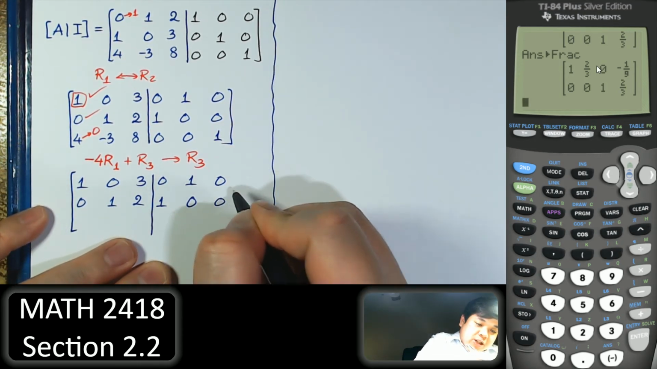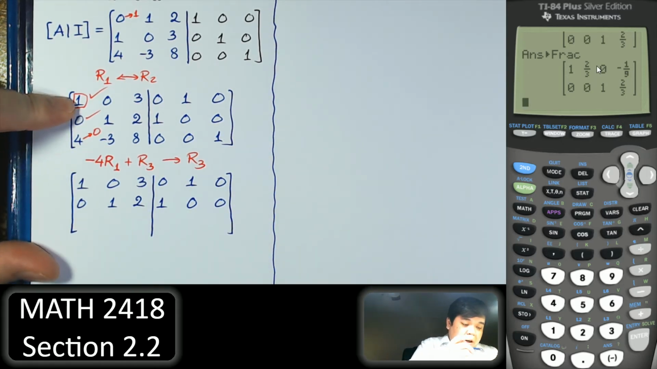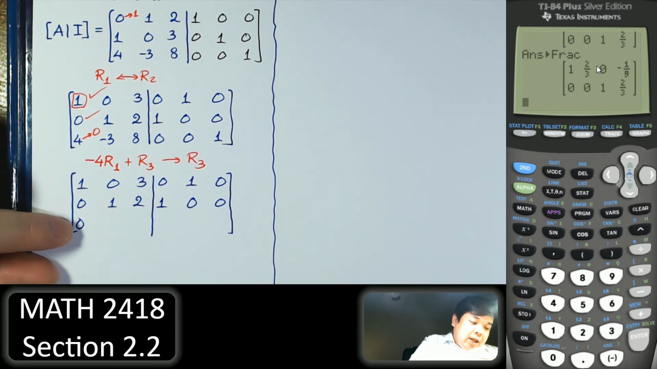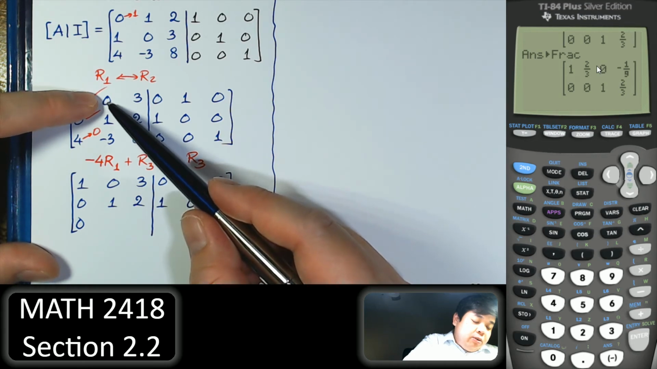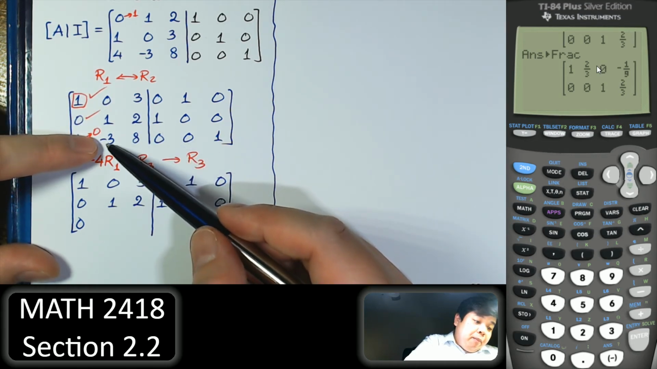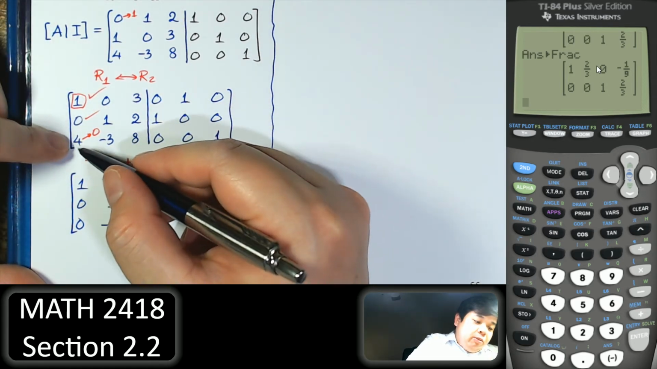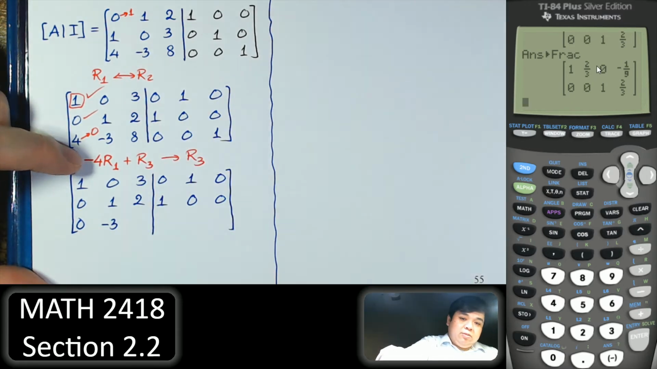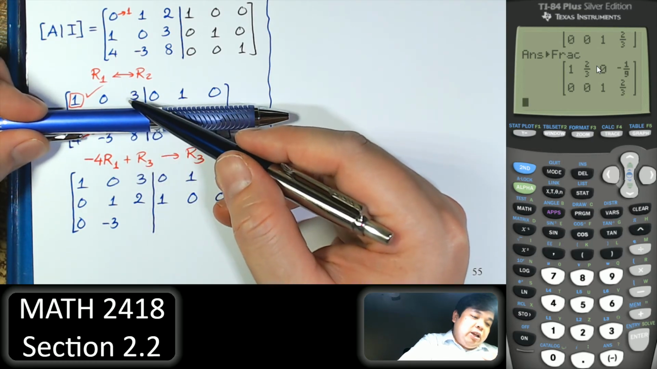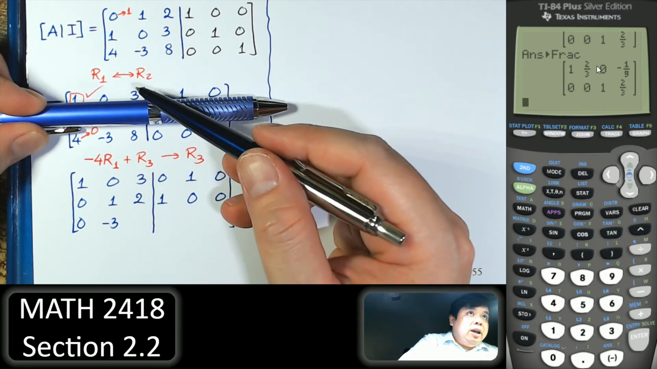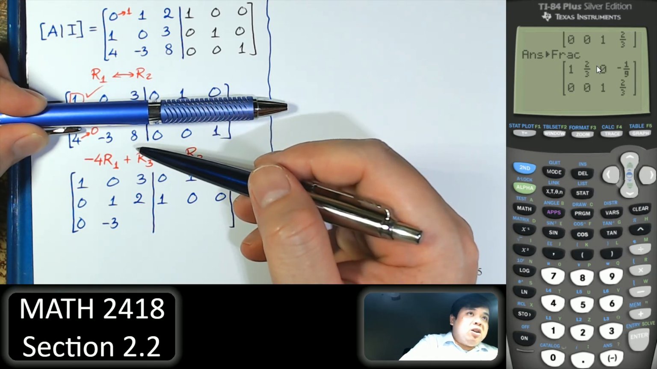Row 1 and 2 will stay the same. Right, negative 4 times 1 is negative 4, and negative 4 plus 4 is 0. Negative 4 times 0, 0 minus 3. Negative 4 times negative 3, negative 4 times 3 is negative 12. Negative 12 plus 8.